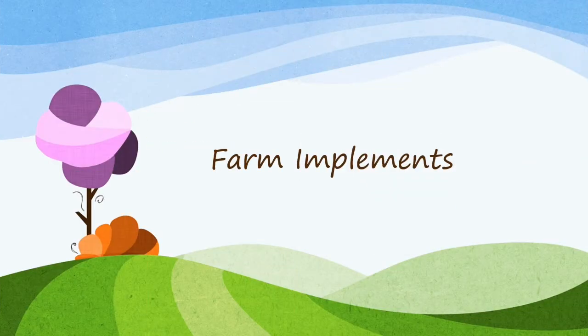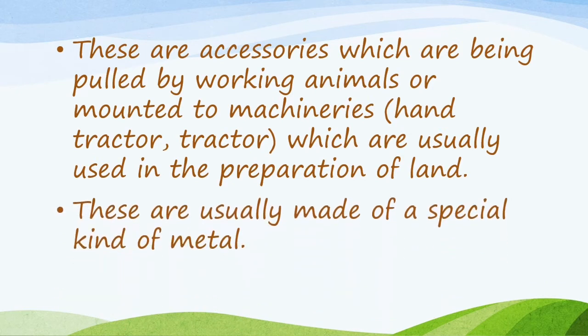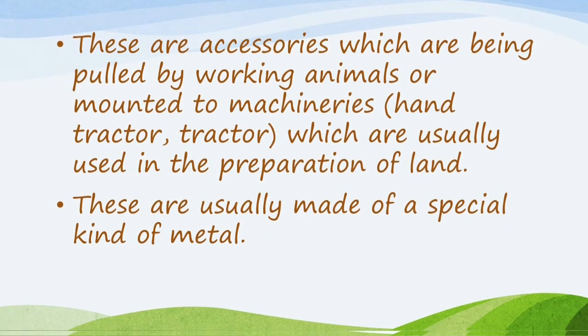Farm implements. These are accessories which are being pulled by working animals or mounted to machineries, which are usually used in the preparation of land. These are usually made of a special kind of metal.